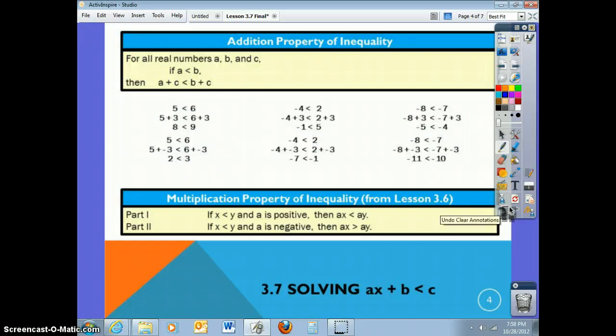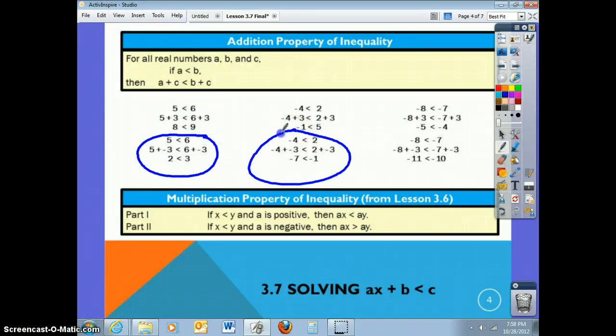So that was adding a 3 to both sides. Well, what if I add a negative 3 to both sides? Well, that's the same thing. Adding 3 is the same thing, or subtracting, if I add a negative 3 to both sides. I'm still adding something to both sides. So if I have 5 is less than 6 and I add a negative 3 to both sides, I get 2 is less than 3. Okay, I've added a negative 3 to both sides. 2 is less than 3 is true.